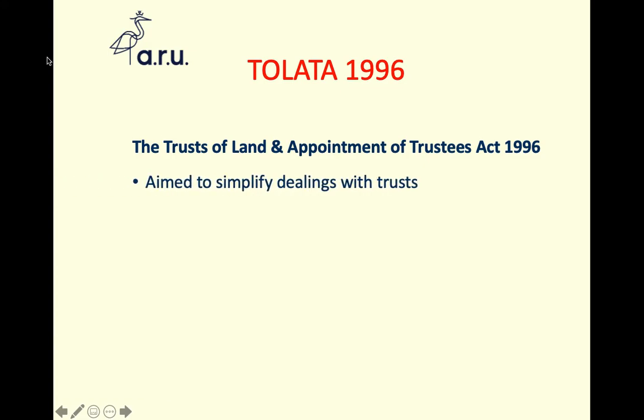So the Trust of Land and Appointment of Trustees Act was constructed in 1996 in order to simplify any dealings that there were with trusts and to give a voice to beneficiaries, ideally. It clarifies the situation when a trust arises, and by referring to a trust of land, it's very helpful in removing the language usage of the trust for sale. However, it doesn't remove overreaching, so overreaching is still allowed to happen as a mechanism.